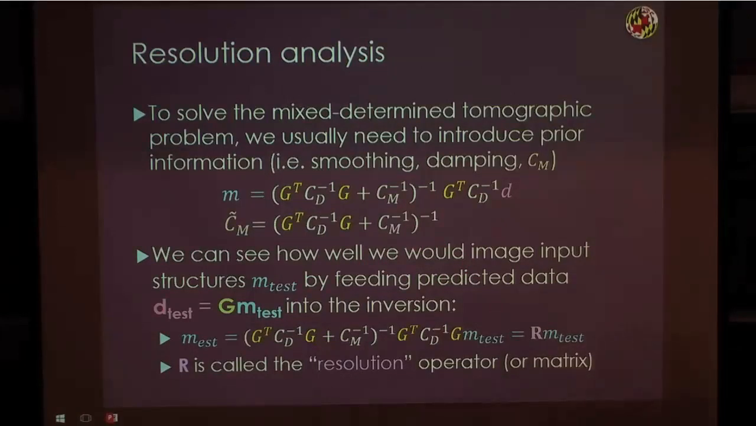So what we often do is put in some input structures and see what kind of structure comes out. We feed predicted data for some input model M test. We use our G matrix from, let's say, the final iteration to compute what the test data would look like. Then you plug this test data into this data vector here, and you see what you get out. The test data is just G times M test, so if you plug that in there, you get this expression right here. This monster we just call the matrix R, or the resolution operator. The resolution operator times your input model gives you an output model, and this is one way that we interrogate our tomographic models.